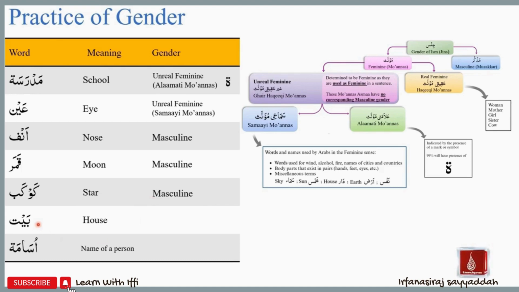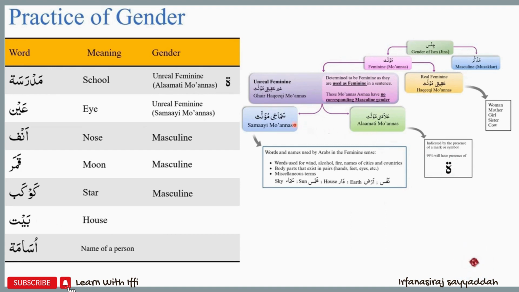Next we have the word Bait, which means house. Bait is not a real feminine because there is no corresponding masculine ism. Could Bait be an unreal feminine? It can't be an alamati muannas because Bait does not have a gol ta at the end. It only has the ta but not the gol ta. So it's not an alamati muannas.